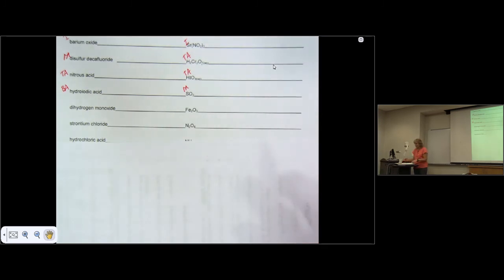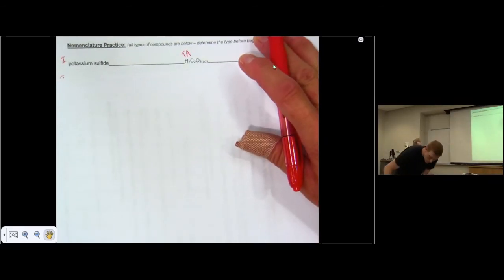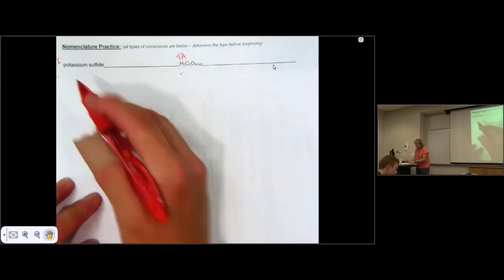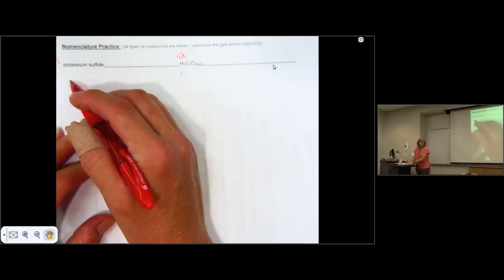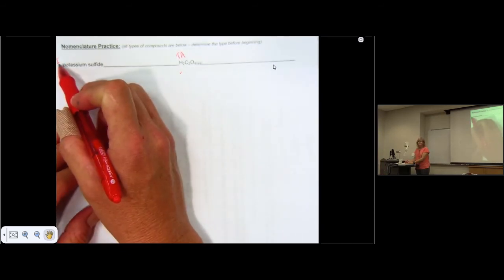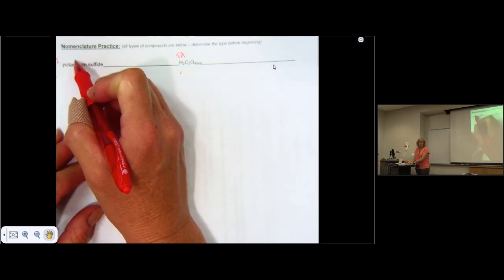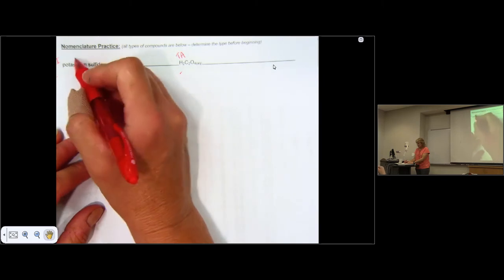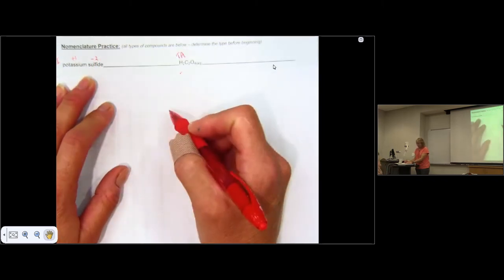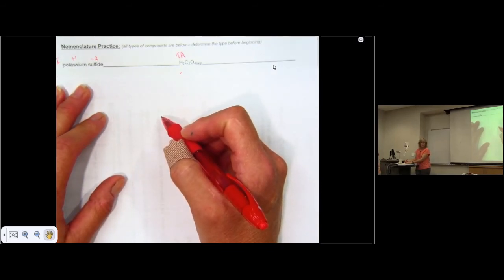Okay? So let's go back to the top here and do these. We're going to actually go across the page now. If it were me, this is what I would do. I'm doing this as if I'm the student doing it. I've already told myself it's ionic, so then I put charges because I need charges on ionic. So what's the charge of potassium? Sulfide? -2.